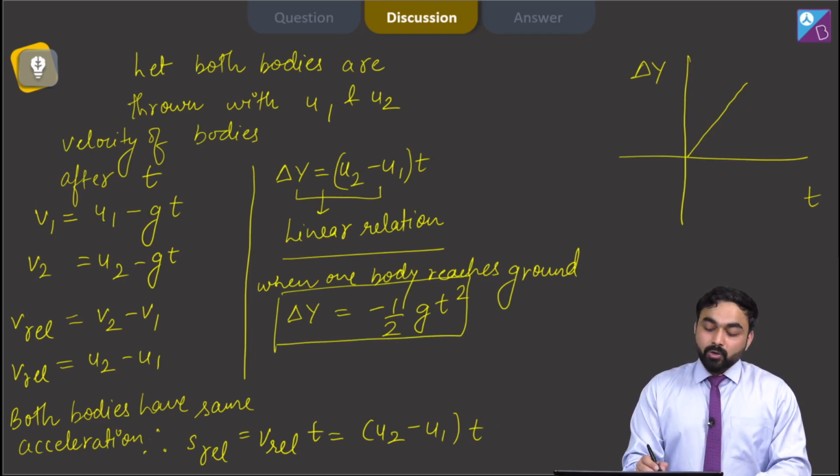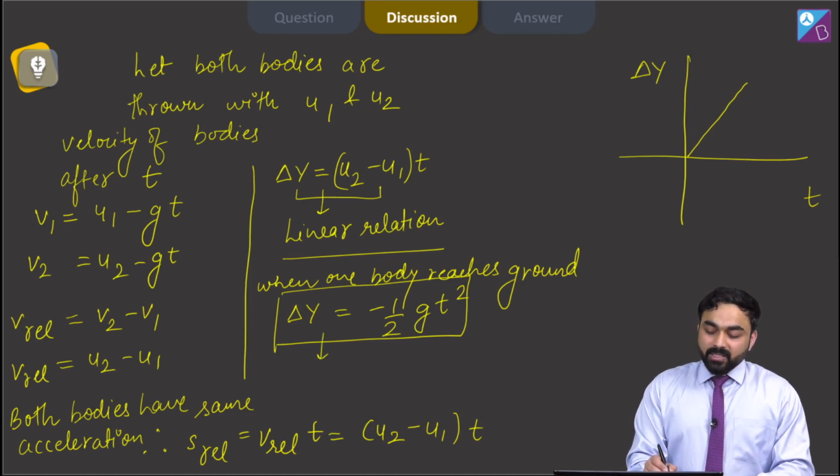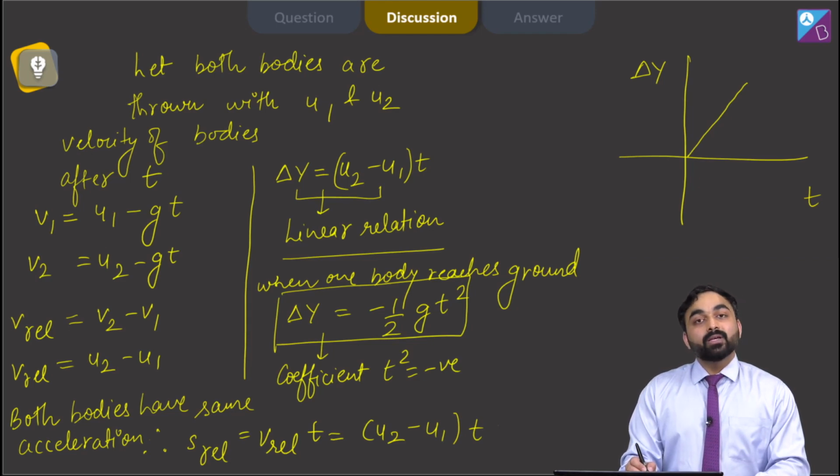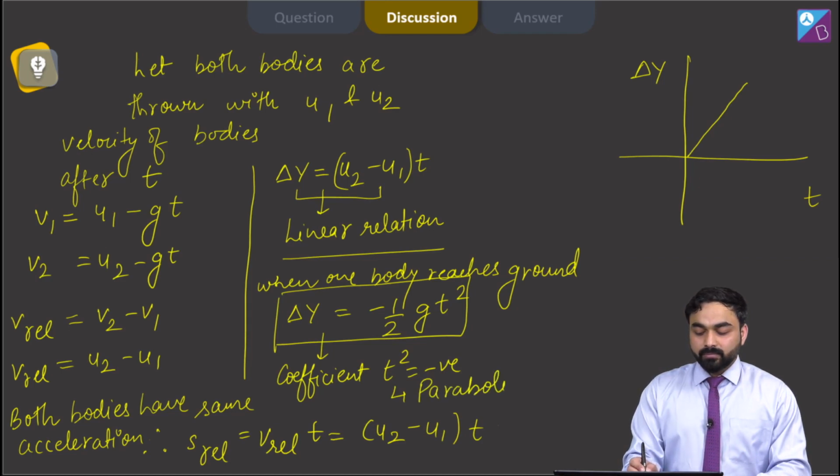Okay, so according to this particular relationship, I can see that the coefficient of t square is negative. Okay, so there will be a parabolic curve concaving downwards.